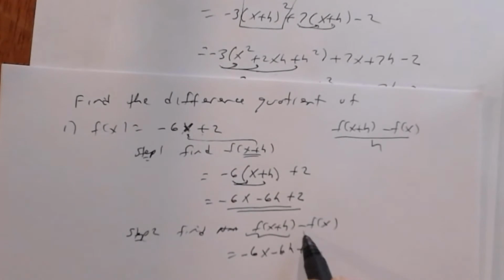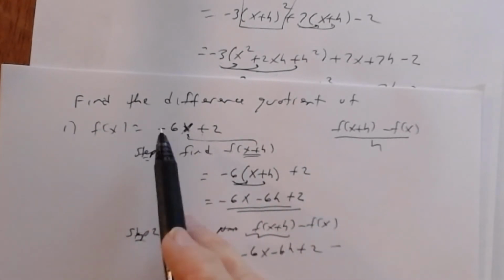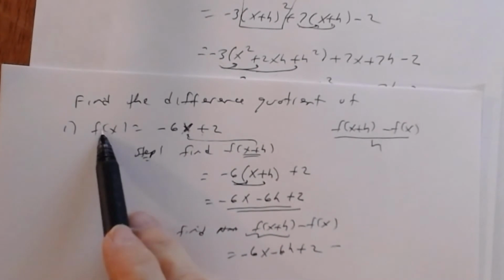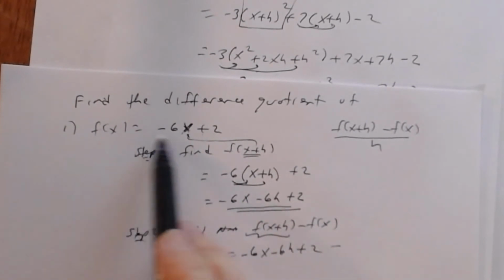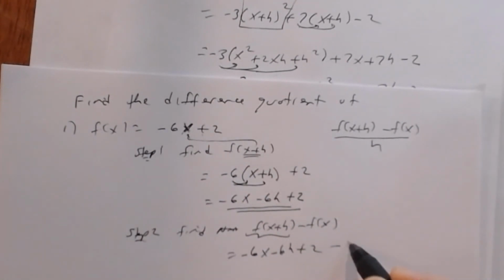But here's where the issue is going to come in. You see you have to subtract f of x. Well, remember, you know what f of x is. That's the function. So this is f of x, minus f of x. Well, there's f of x right there. All right, now here's the mistake you're going to make. You're going to do this.